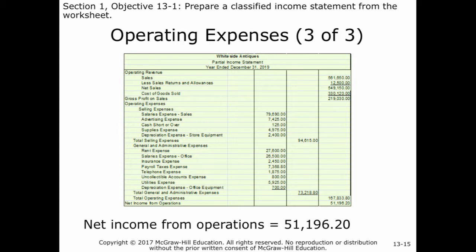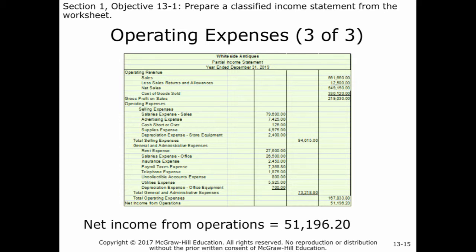So finally here, after subtracting the total operating expenses from our gross profit figure, the business can now finally determine its net income or its net loss for operations. So in this case, for Whiteside Antiques, it's reporting $51,186.20 of net income from operations.